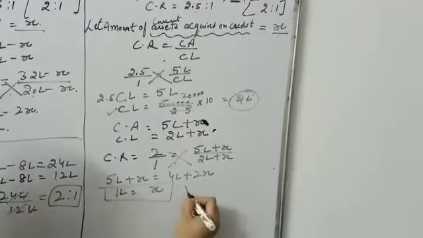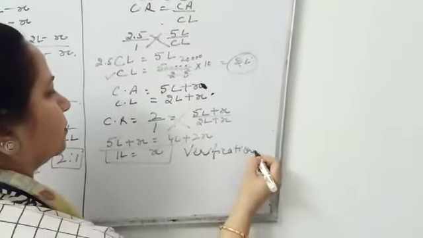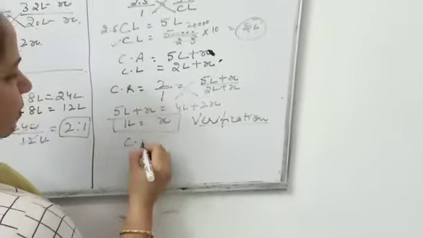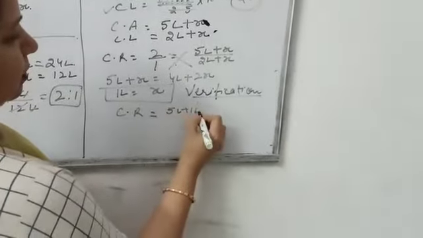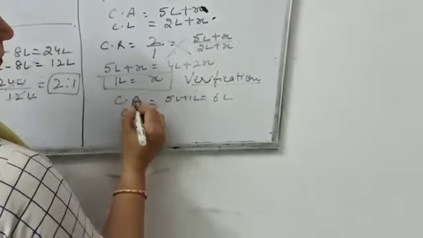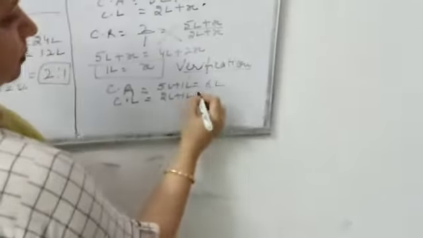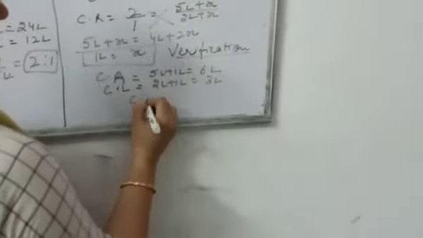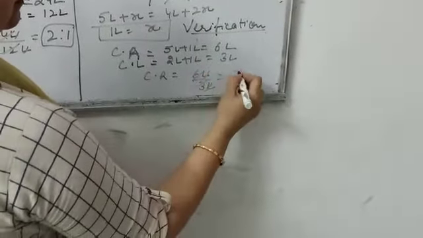We can do the verification also. By putting its value, our current assets are 6 lakh, our current liability is 3 lakh, and our current ratio is 2:1.